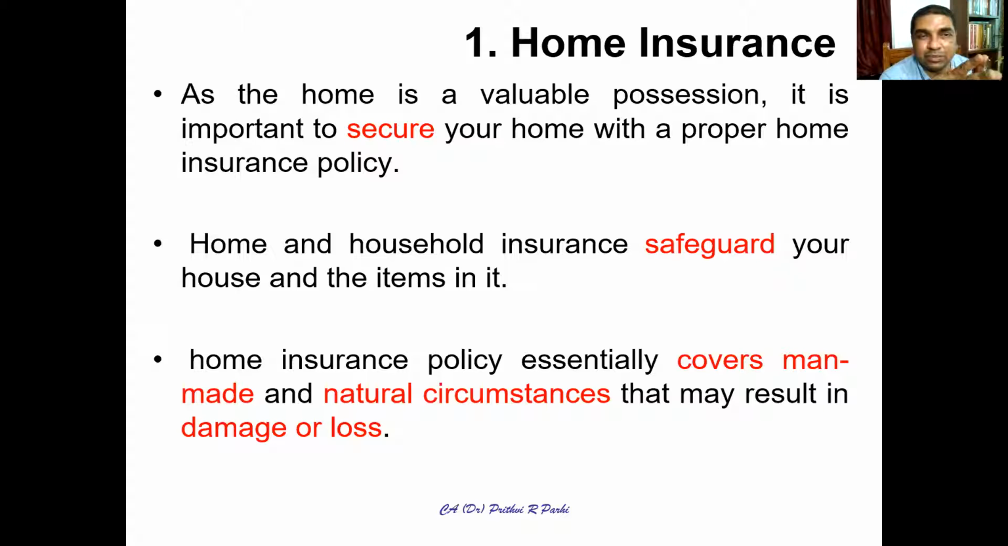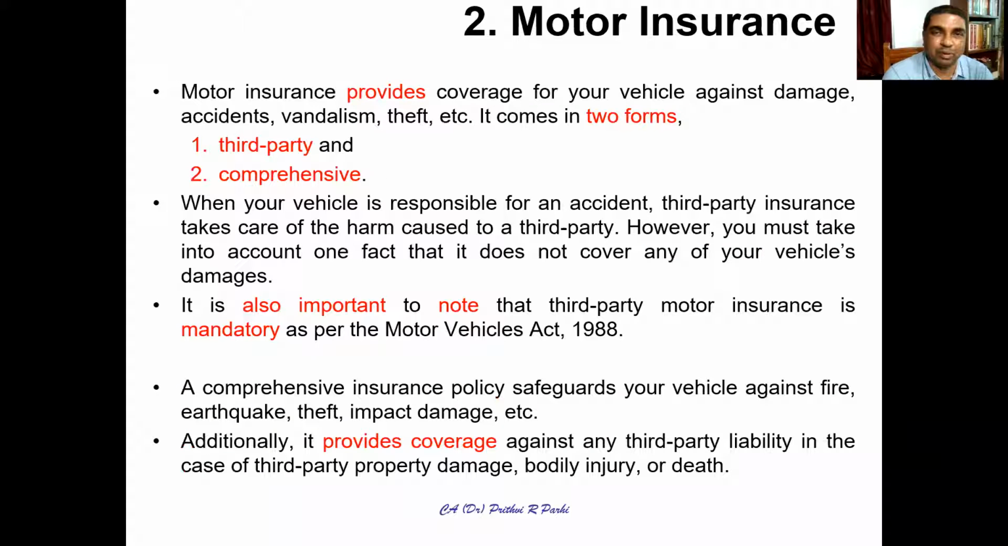Under this kind of policy, what happens? The insured secures his home against some financial loss. Right? Loss may be damage in the home due to, let us say, earthquake, some lightning, or due to theft, right? One can safeguard his house against all this. It covers man-made as well as natural circumstances that may result in damage or loss. All these things can be covered. It's the typical nature of a home insurance.